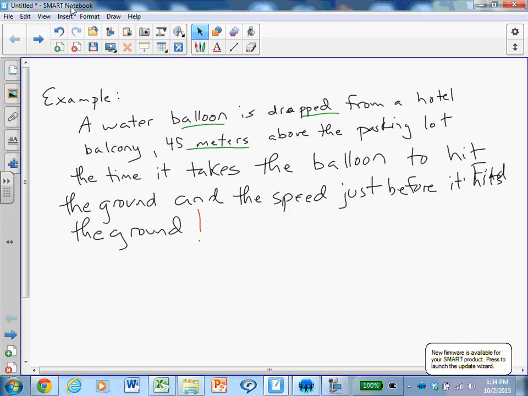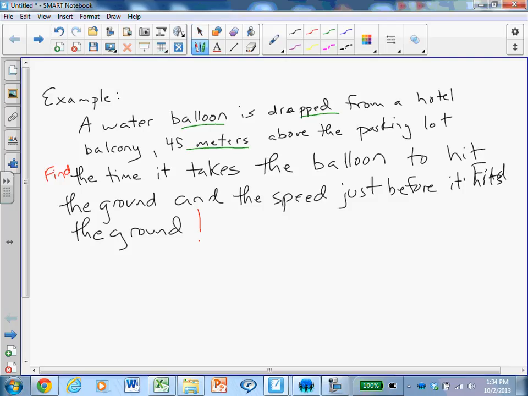And here's a problem. It says a water balloon is dropped from a hotel balcony 45 meters above the parking lot. Find the time it takes the balloon to hit the ground, and the speed just before it hits the ground. Okay, let's pause and copy that down.